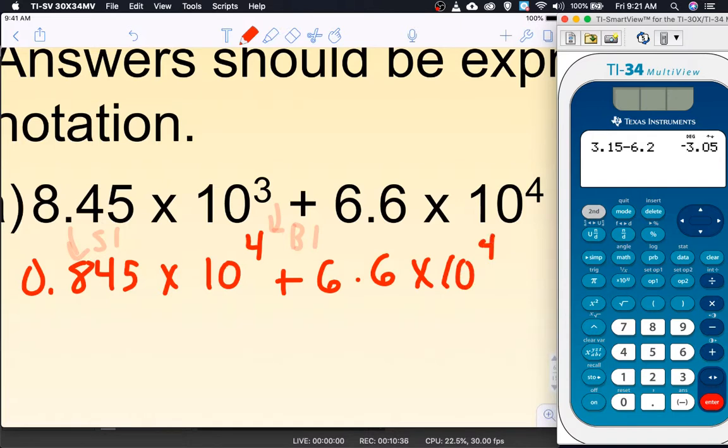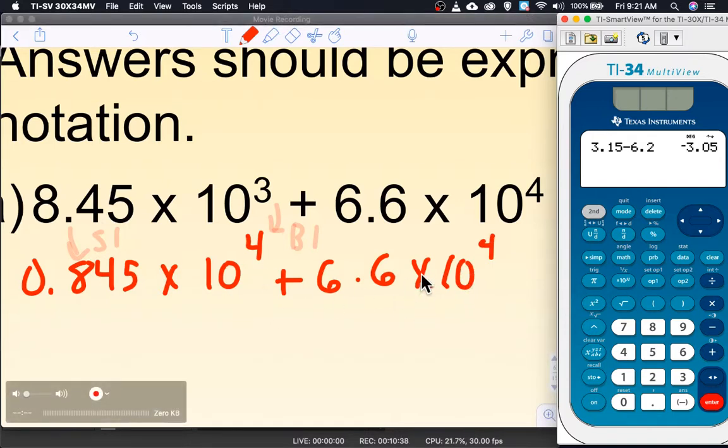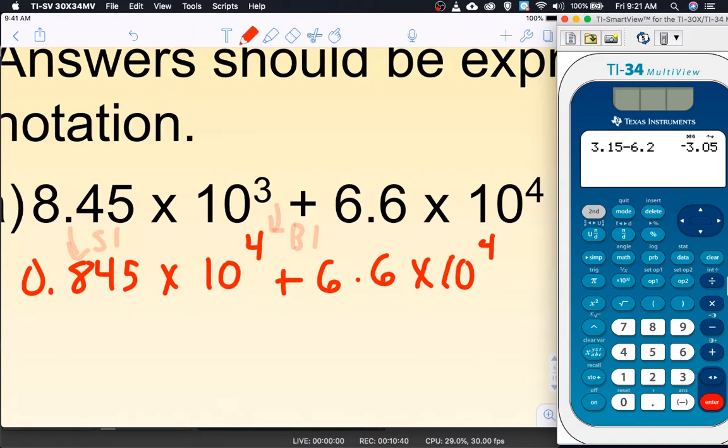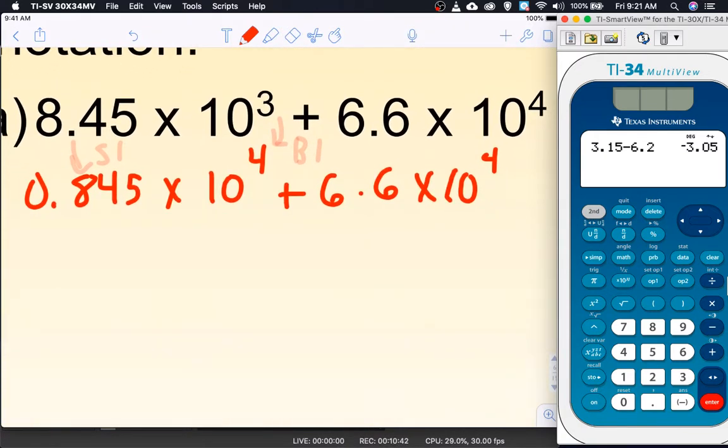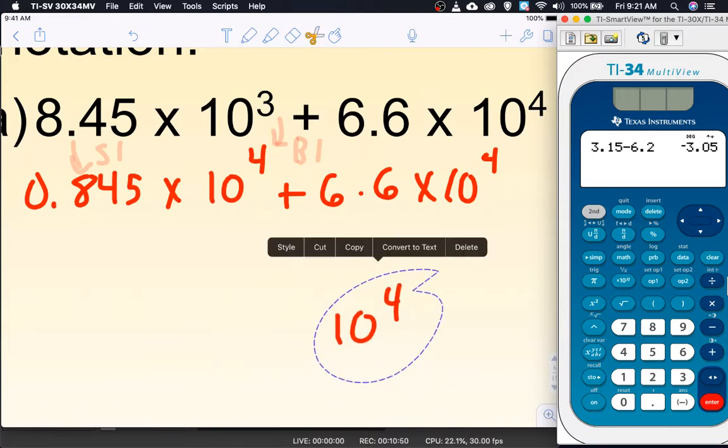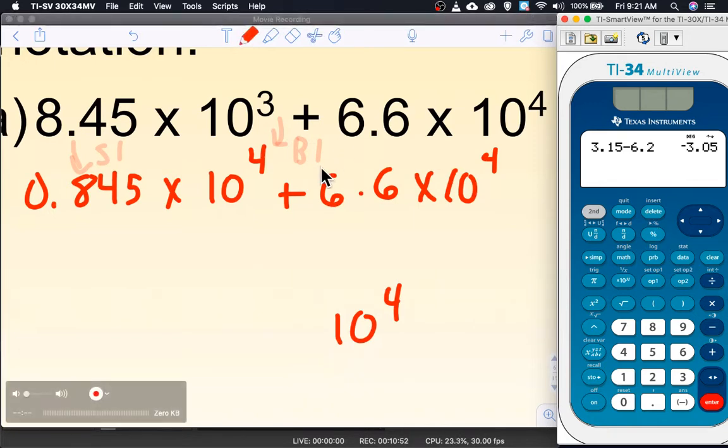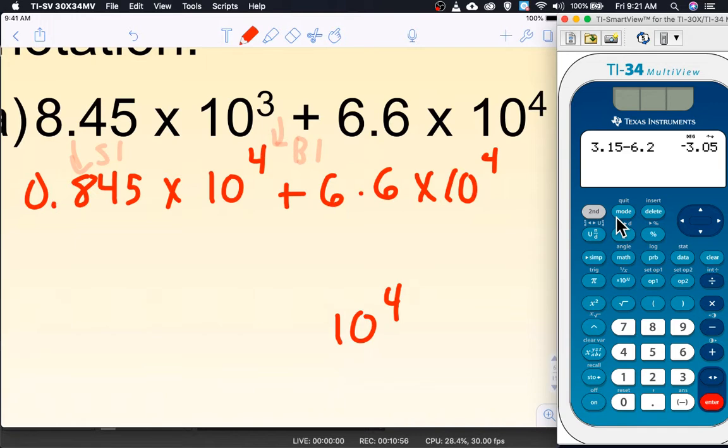And there we go. Now I've got two numbers with the same power of 10. I can add them together, and I know I'm going to get the same power of 10, 10 to the 4th. I was actually seeing if I could do the 6.6 plus that in my head, and I think I can. I think it's going to be 7.445.